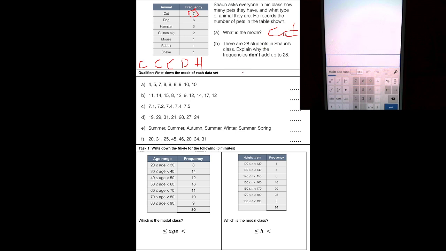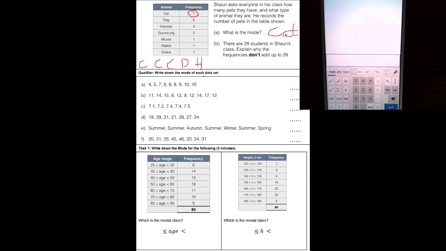Okay, so this is essentially: do you understand the question? It asks them how many pets they have and what type of animal they are. Well, firstly, not everyone can have a pet, so there's no column there for 0. And the other point you'd want to make as well is that many people will have a cat and a snake, or a dog and a hamster, or 2 dogs.